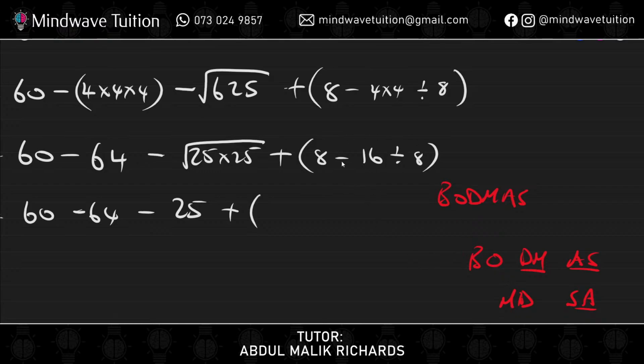In this case here, inside of the bracket, there is only a division, and division comes before addition, so we have to divide first. So this has to be done first. So it's going to be 8 minus, and 16 divided by 8 is 2.